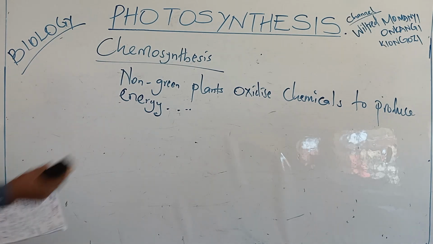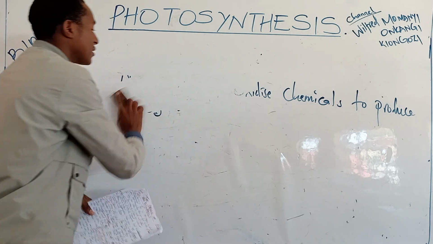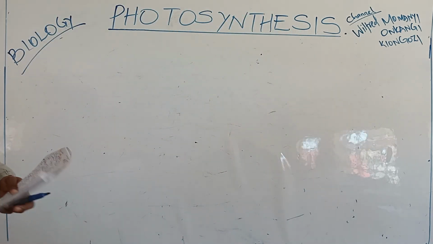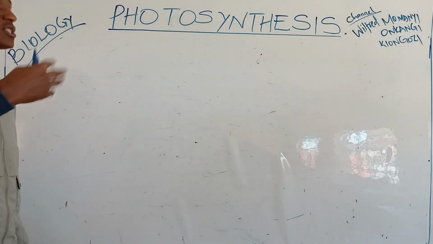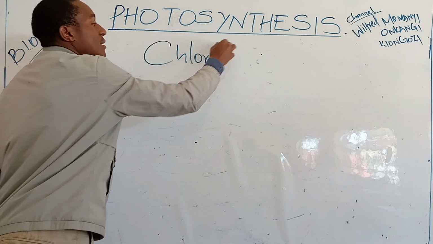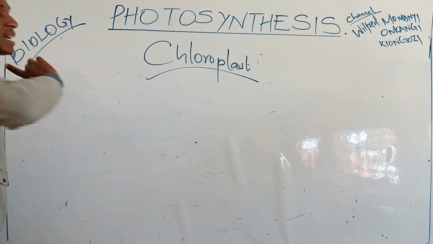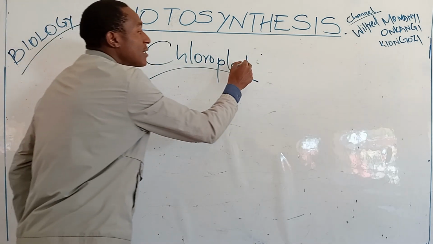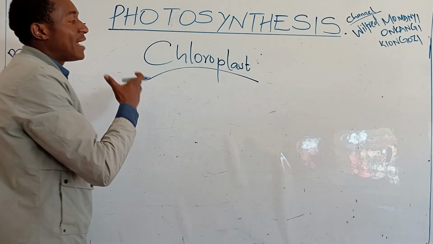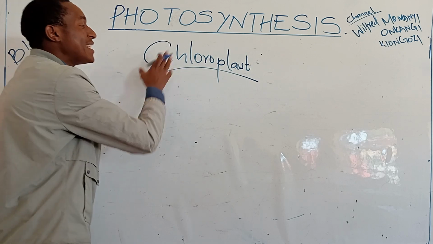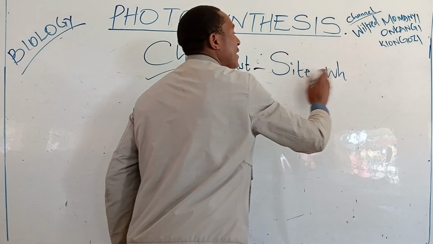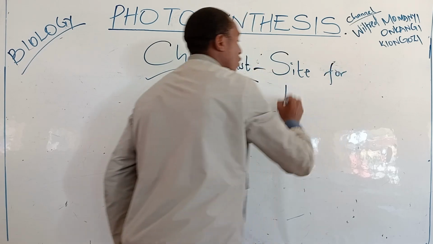Photosynthesis occurs in two stages. And the two stages are very important. But before I talk about the two stages, there is an important organelle called the chloroplast. The chloroplast is a cell organelle that is found in green plants. This chloroplast has a responsibility because this is now the site for photosynthesis.